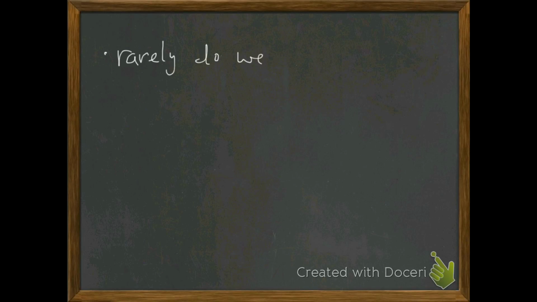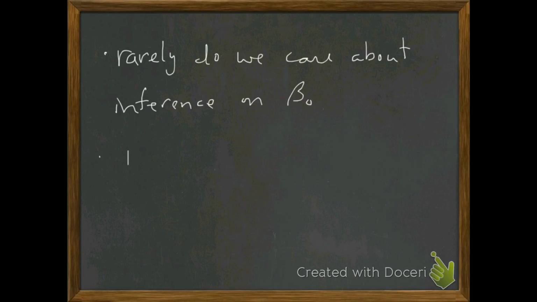Rarely do we care about our inference on beta 0, but there could be some cases where we could. So guys, first of all, let's talk about our point estimate. We can find b0, of course, by taking y bar minus the product of our point estimate of beta 1 times the sample mean.